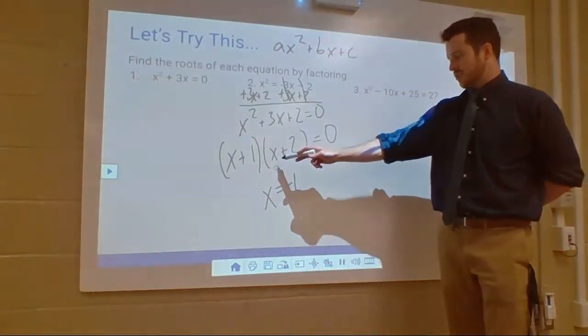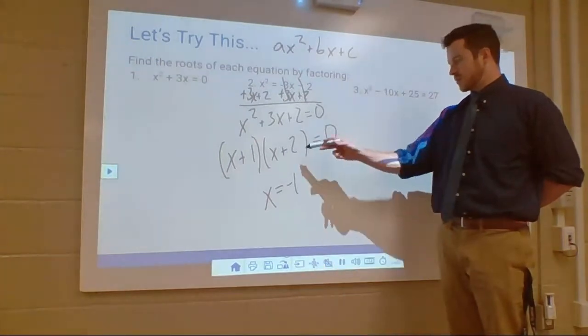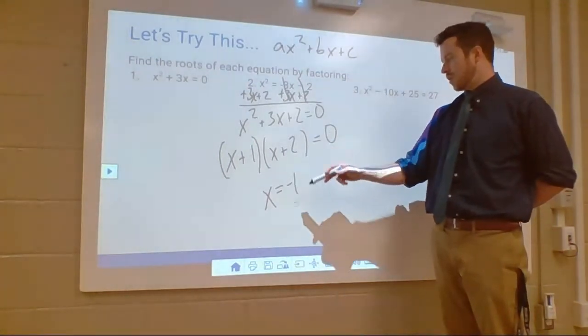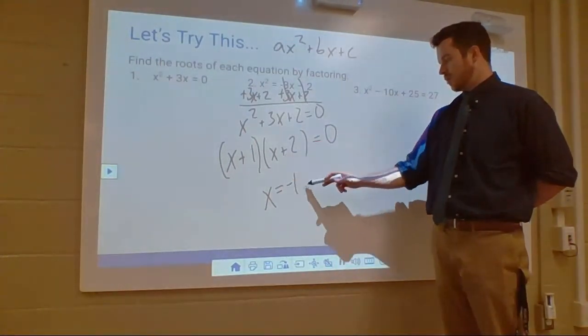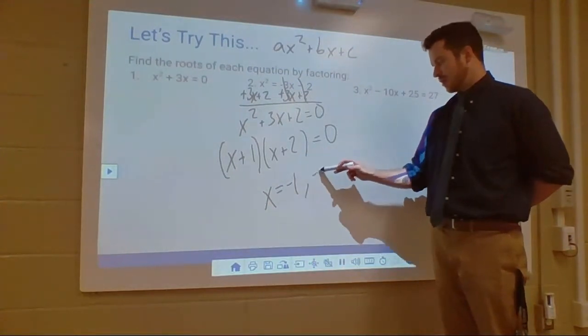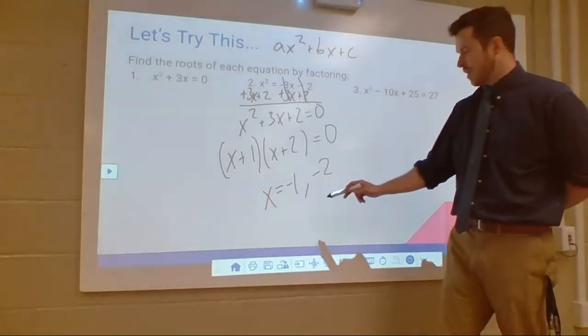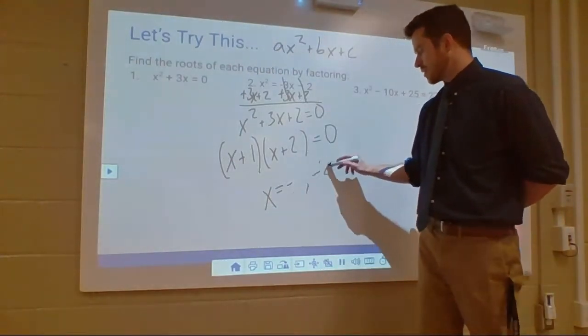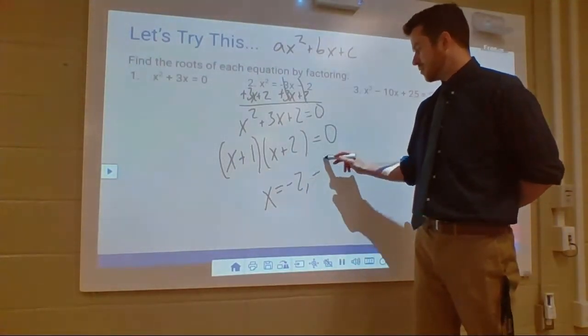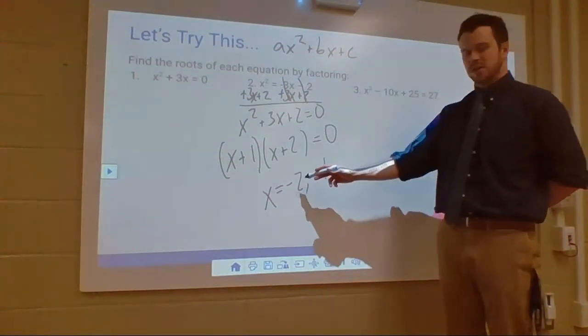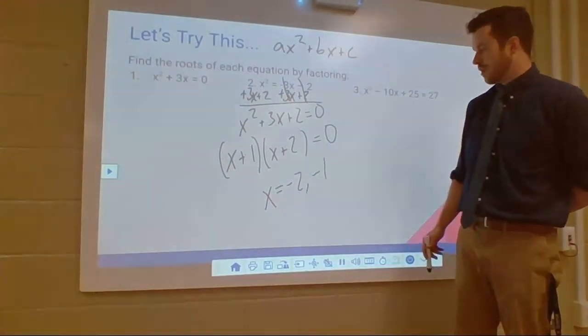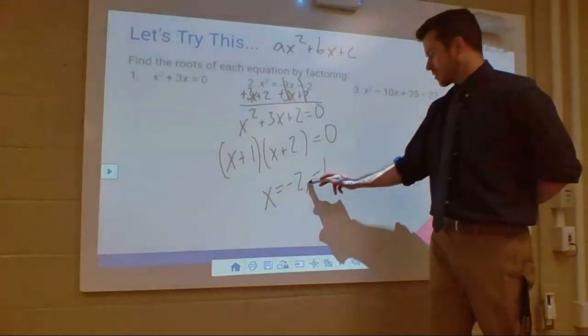I can look in these parentheses. I can say, oh, x plus 2 equals 0. Well, if we see a plus 2 in here, we know one of our other solutions is going to be negative 2. So those are our two solutions. And if I wanted to write them from least to greatest, I would say negative 2, negative 1. But you could have negative 1 and negative 2 in that order. So those are our solutions.